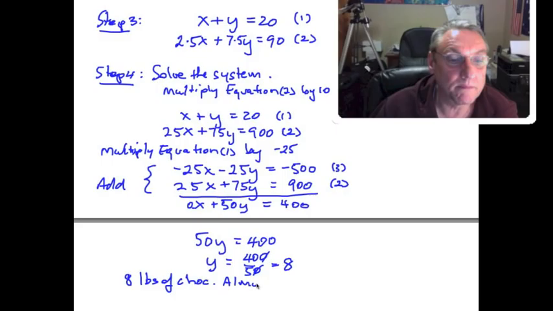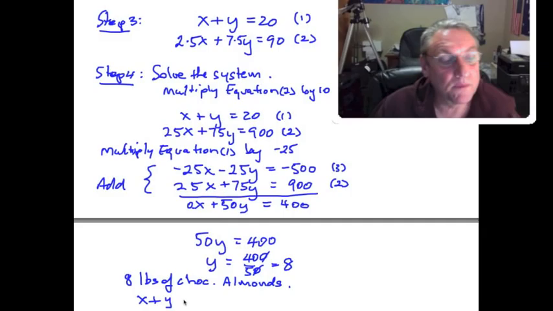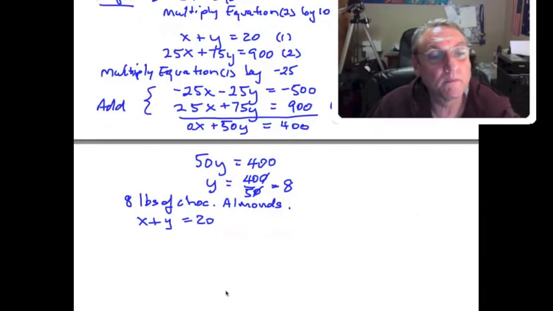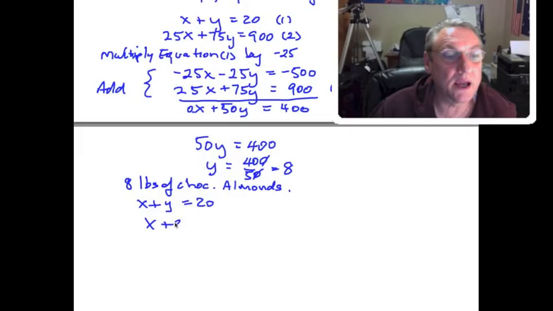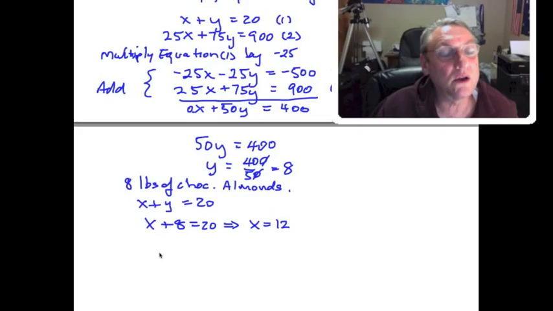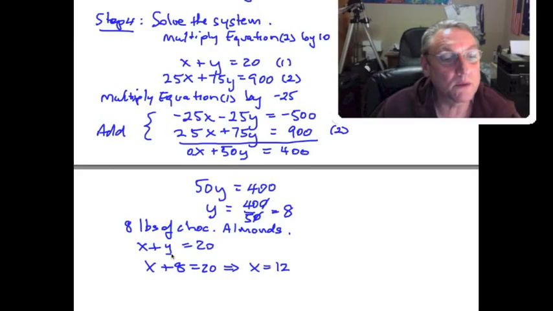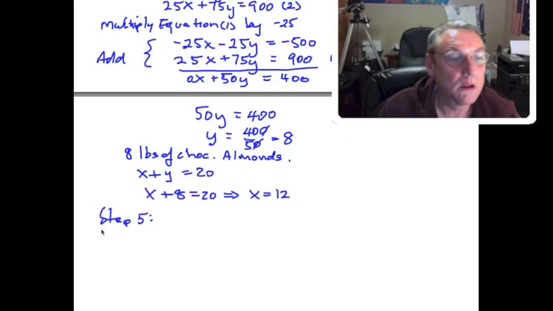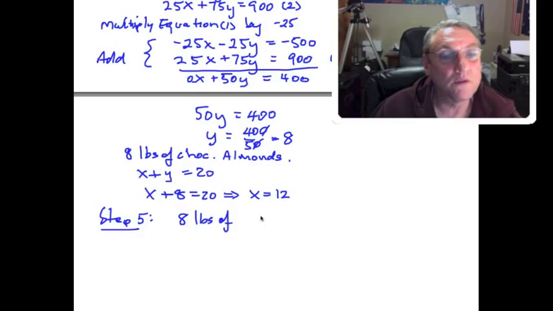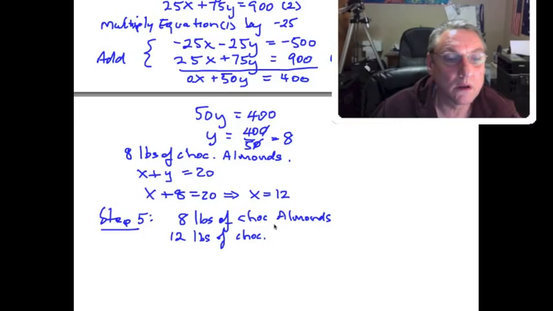Now remember that x plus y has got to be equal to 20, which means that x plus 8 must be equal to 20, which implies that x is equal to 12. So our suggestion here is that we are going to need 8 pounds of almonds. So let's scroll back here. Our fifth step, step 5, is we're suggesting 8 pounds of chocolate almonds and 12 pounds of chocolate peanuts.